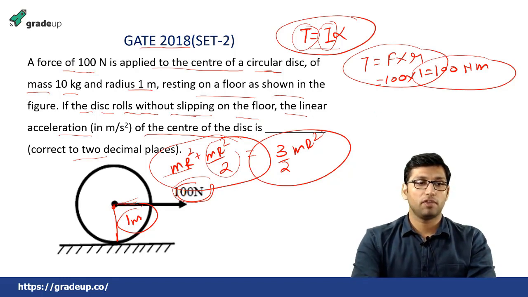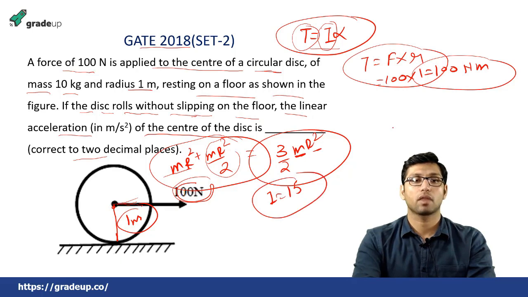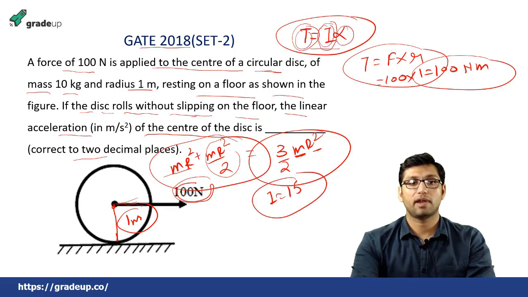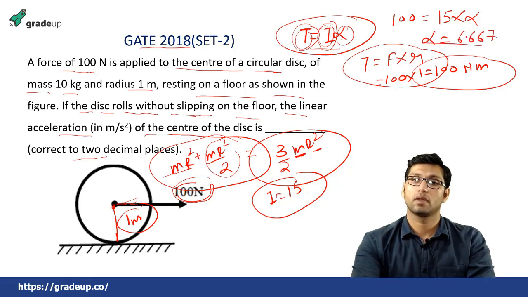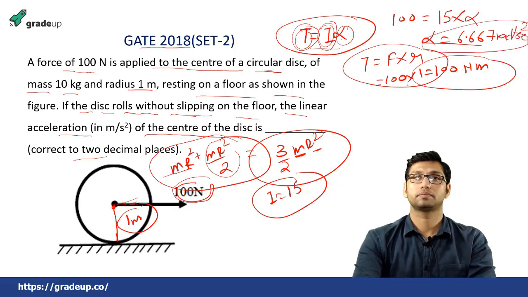Now, we know the value of m is given as 10 kg and r is equal to 1, so you can easily find the value of I. I will be equal to 15. You know the value of torque and the value of I, so you can easily find the value of angular acceleration. This will be 100 equal to 15 into alpha. Alpha will come out to be 6.667 radian per second square.